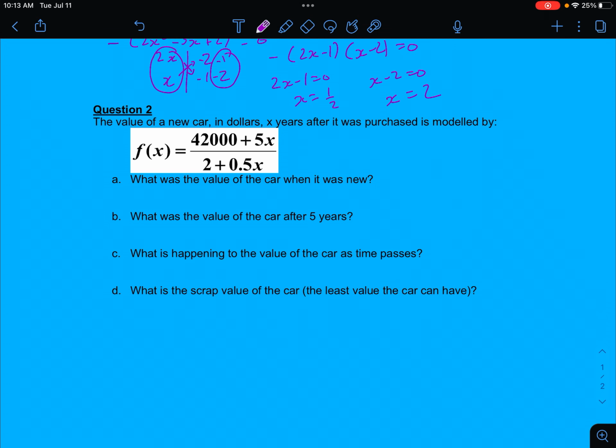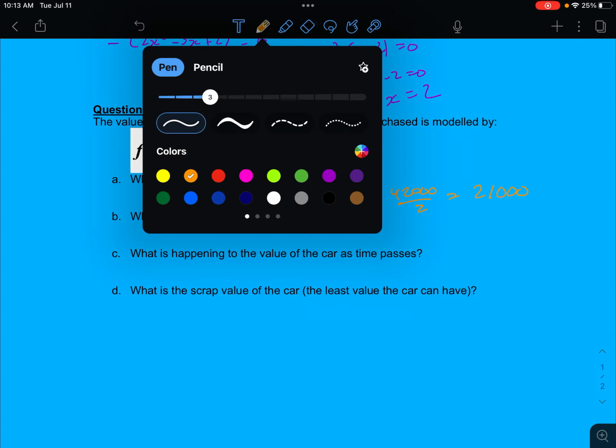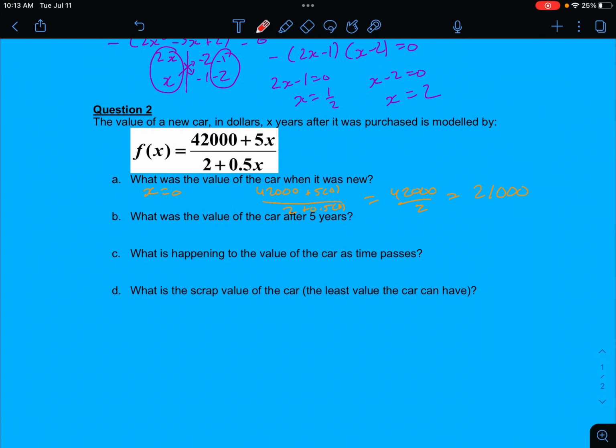This one here, the value of your new car is being modeled by this situation. What is it when the car is new? Well, we just plug in x equal to 0, so we have 42,000 plus 5 times 0, all over 2 plus 0.5 times 0, which is equal to 42,000 over 2, which is equal to 21,000.